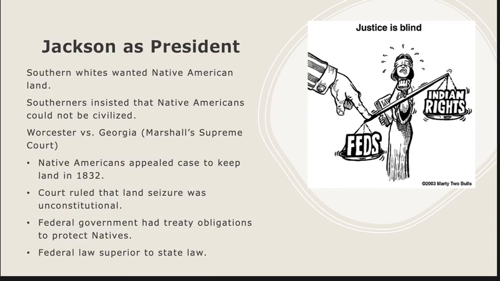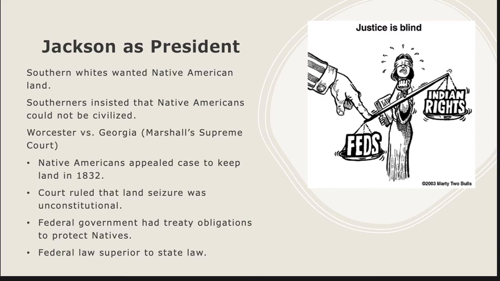But this didn't stop the Southern whites because the Southern whites wanted that land. They didn't care if the Native Americans looked just like them, acted just like them, talked just like them. What mattered at the end of the day was the land that they were sitting on. So the Southerners are going to insist that the Native Americans are not civilized. They could never be civilized enough to live next to them, and they're going to try to continue to push for the Native Americans to move.